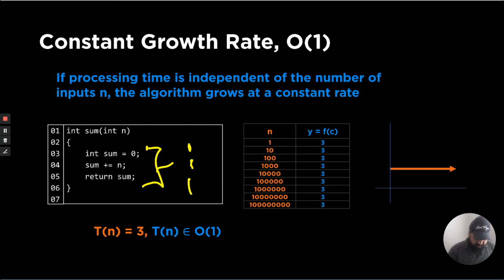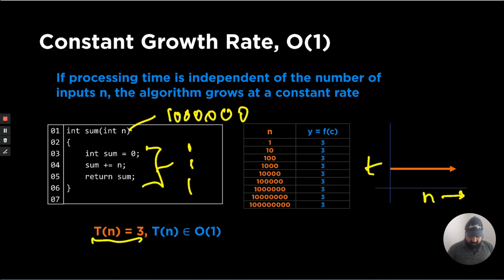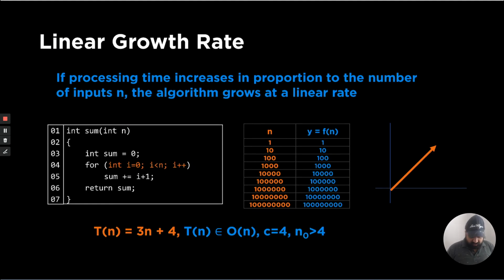So if you increase the size of this n to maybe 1,000,000,000, nothing will happen. The program will still take 3 units of time. And therefore, for this cost function, for any large inputs, the time remains constant. So this is categorized into O of 1 because the processing time is independent of the number of inputs. Like in this case, we have T(n) equal to 3, and then T(n) belongs to O of 1, which is a constant function.